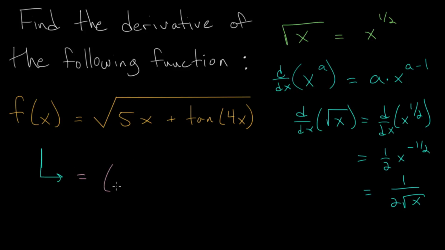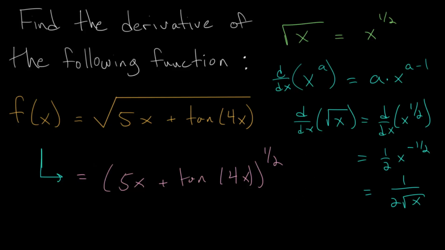We can just rewrite this as 5x plus the tangent of 4x, and all of this is raised to the 1/2 power. Now, we will also need to use the chain rule here, since we have a function within a function. We have composite functions. We have this 5x plus the tangent of 4x within the square root function, and then we also have more functions on the inside. Namely, we have this 4x on the inside of the tangent function. So we'll need to apply this chain rule repeatedly to be able to solve this.